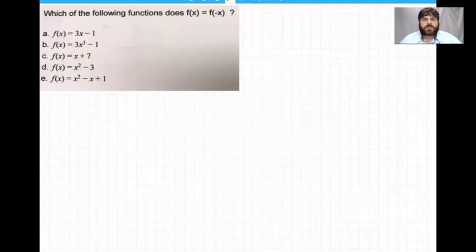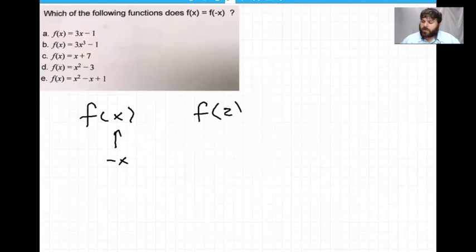Which of the following functions does f of x equal f of negative x? Now remember, there's a long process of taking f of x and replacing x with a negative x, so you can compare f of x to f of negative x, but I think this process is a little complicated. So instead, try plugging in f of 2 and then also looking at f of negative 2. 2 is an example. You can pick anything, 1 or 3 or 4.